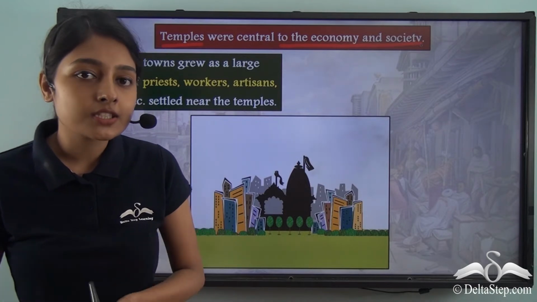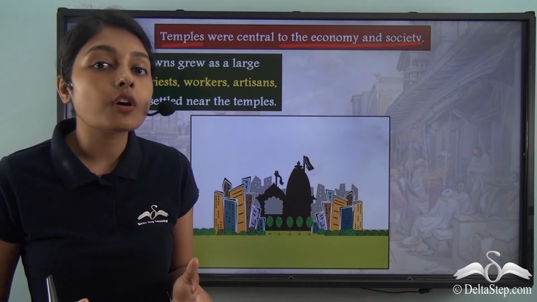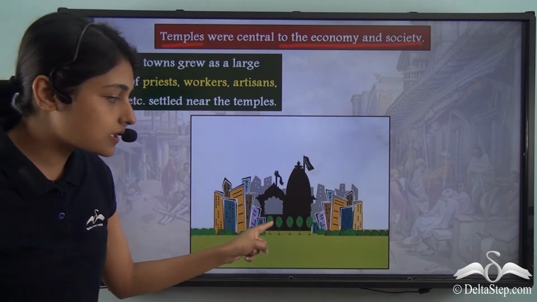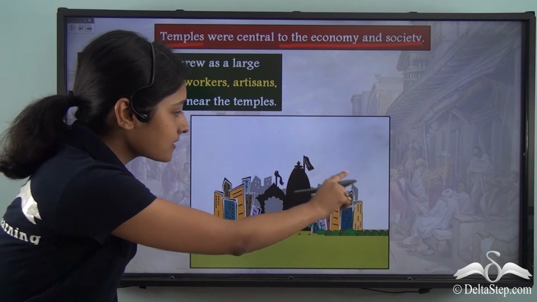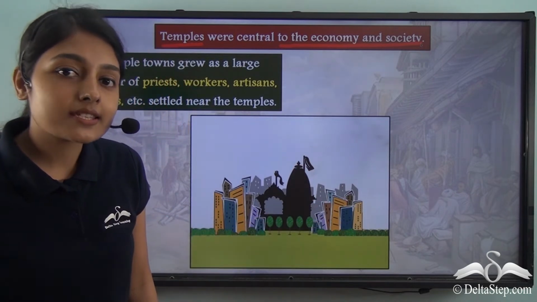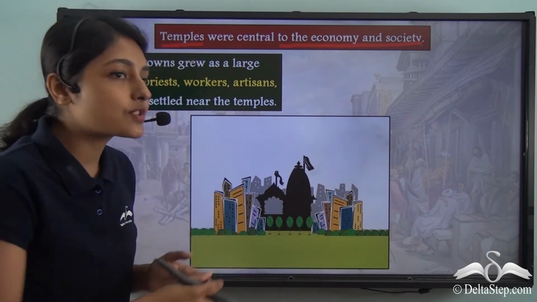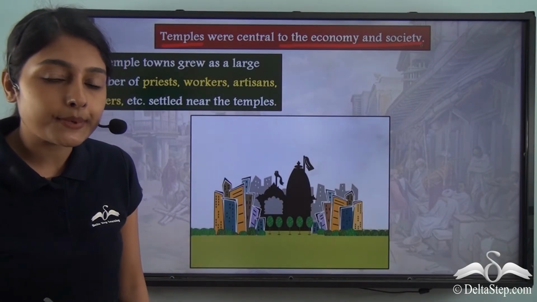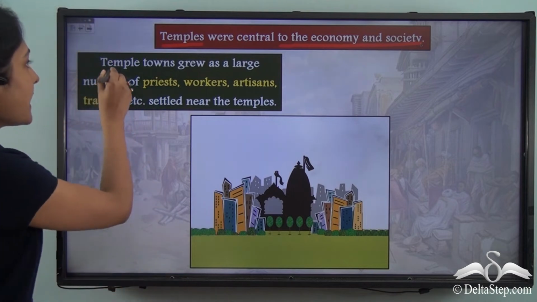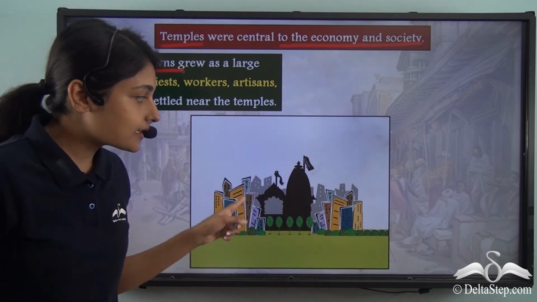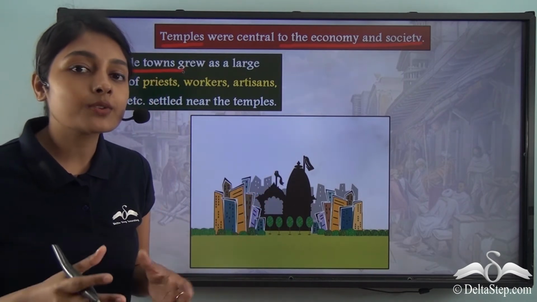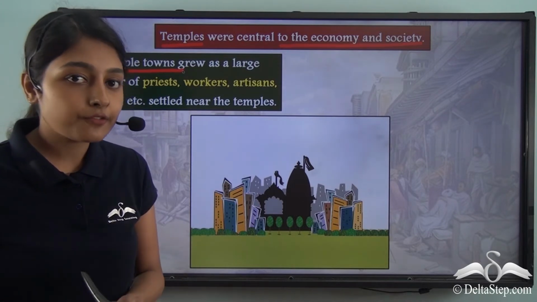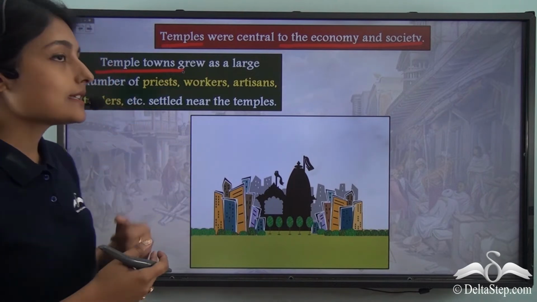Now what did this lead to? This led to the growth of settlements around the temples. So in this illustration, you can see here's a temple, and around these temples you can see a lot of buildings, which signify that many people have come to stay around the temples. And now when settlements started growing around the temples, these places came to be known as temple towns, because these towns had a temple as their center or nucleus, because of which these towns came to be known as temple towns.